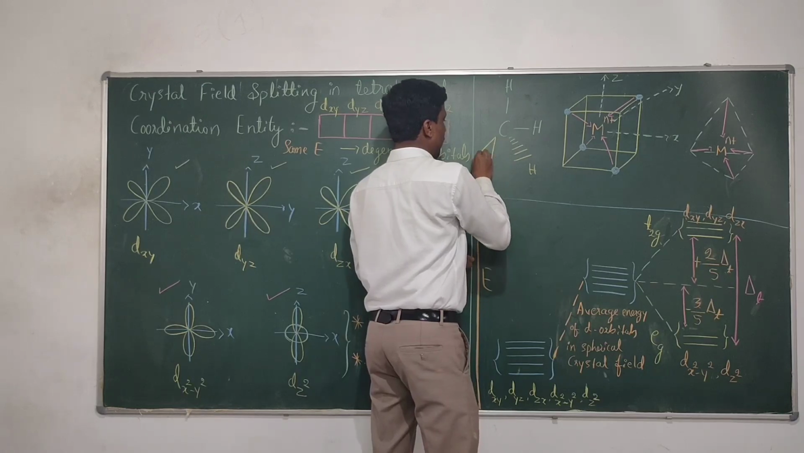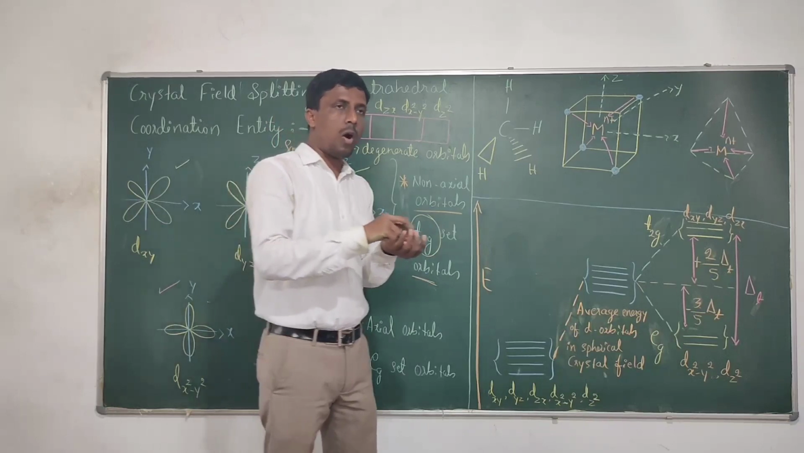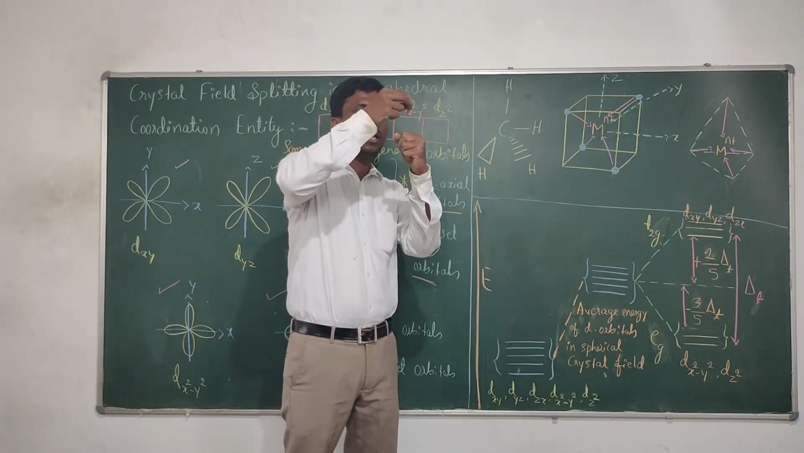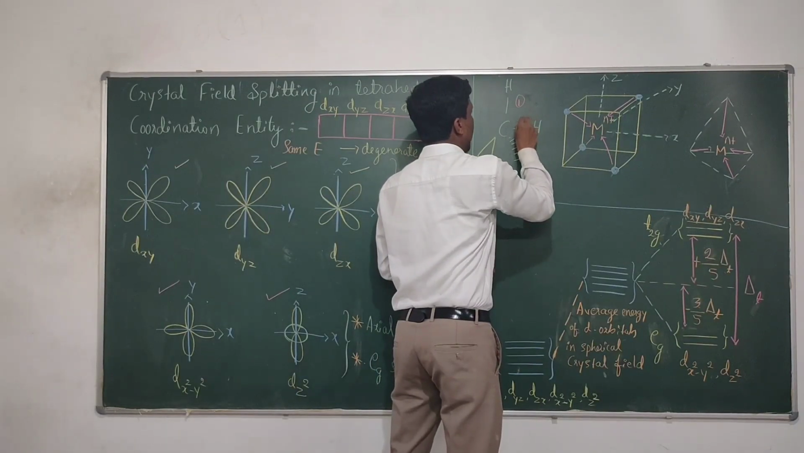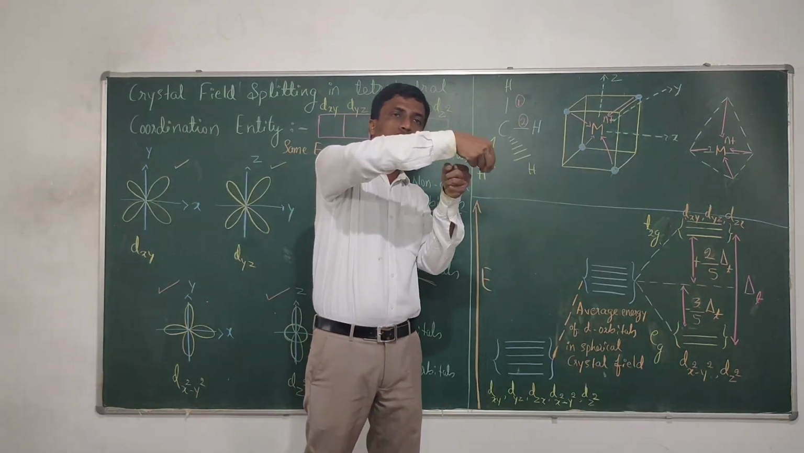It is indicated like this. It is a tetrahedral structure. Two bonds. If you assume this is the carbon atom, my hand is the carbon atom. This is one bond, this is one bond. Bond number 1, bond number 2.